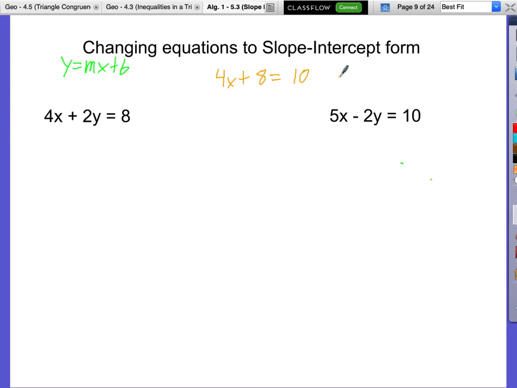Subtract the 8. So we want to move the term that's being added away. What term is being added with 2y? 4x. So we want to move 4x. How are we going to move 4x? We're going to subtract 4x, okay? Can we subtract 8 and 4x? No. But can we write negative 4x plus 8? Be very careful. We have a negative. I took the negative with it.